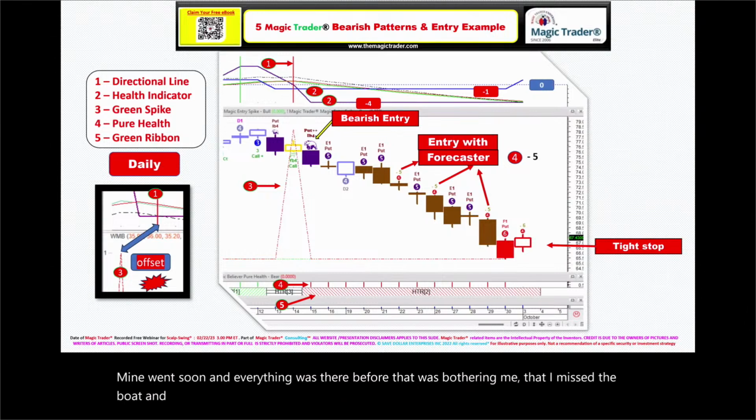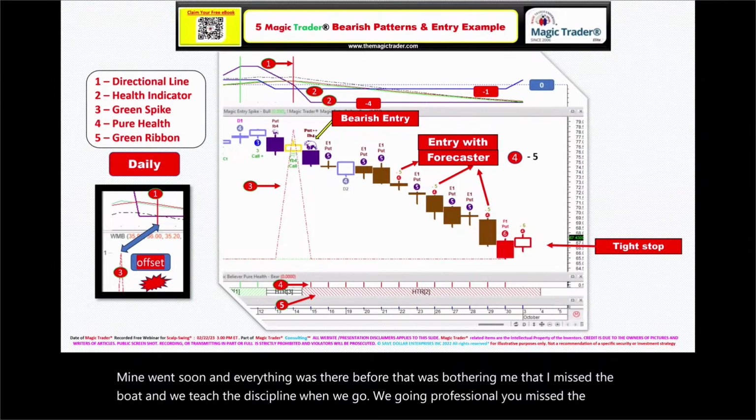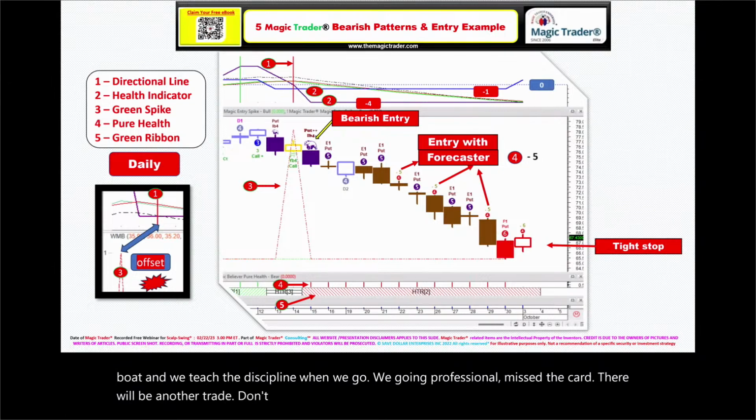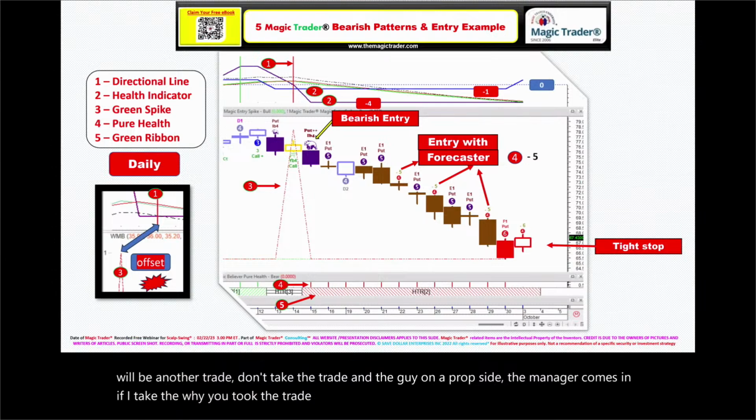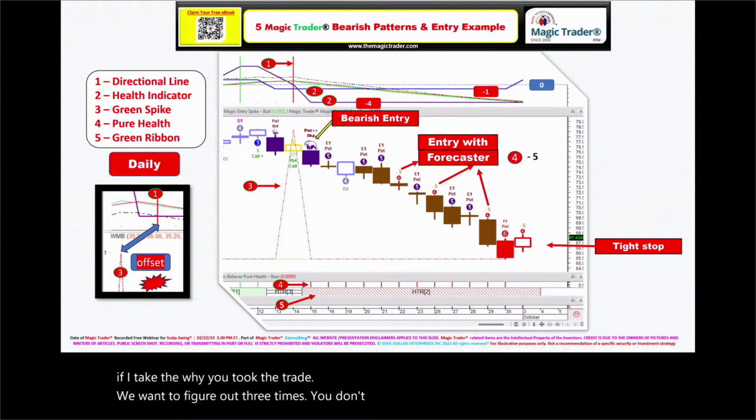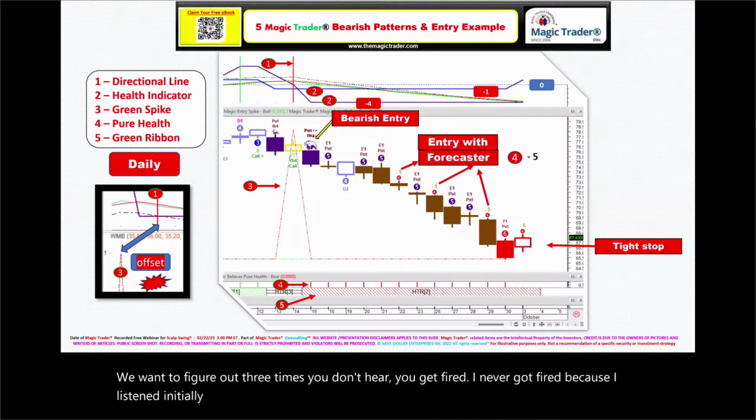And we teach the discipline when we go about becoming professional. Oh, you missed the trade, there will be another trade. Don't take the trade. And on the prop side, the manager comes in if I take the trade. Why did you take the trade? Go and figure it out. 3 times you don't listen, you get fired. I never got fired because I listened. Initially, I had a tough time, I'll be honest with you. I said, what is this?